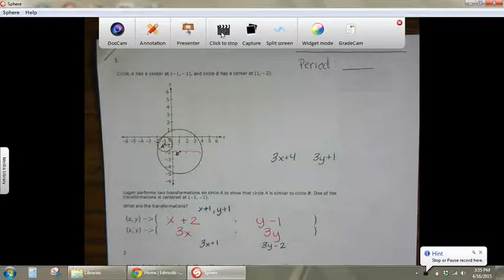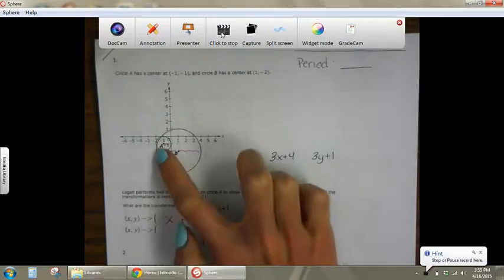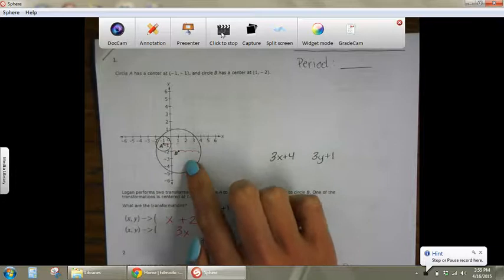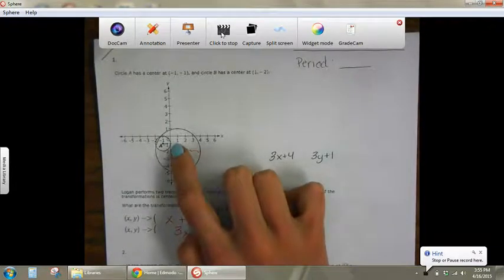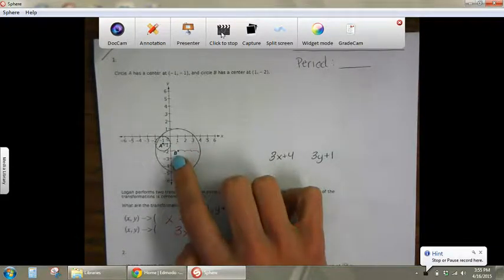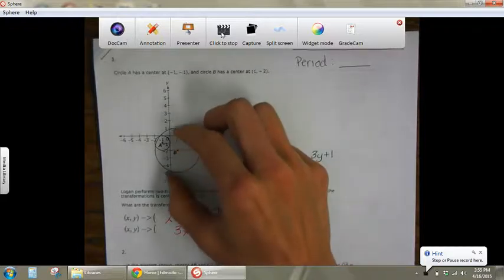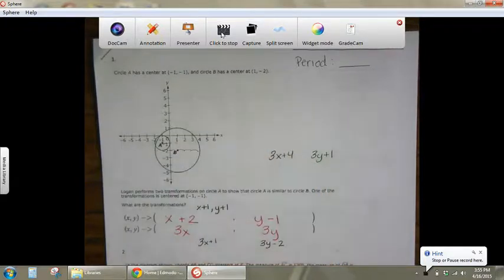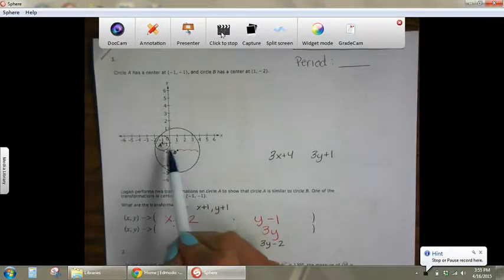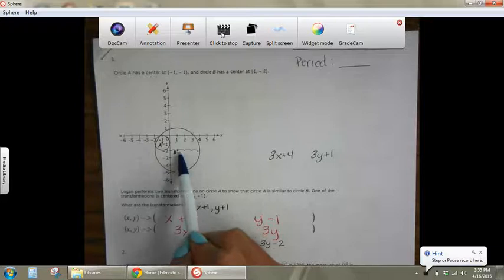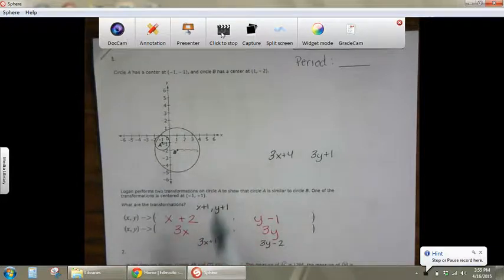I thought, well, let's see, if I want to move circle A onto circle B, I would need A to go over 2, down 1. So that's what I did here. I did x plus 2, y minus 1 for the translation. And then I would need that circle to grow by a factor of 3, since this circle here has a radius of 1, but this circle here has a radius of 3. So that was my answer for the next part, where I put my 3x and my 3y.